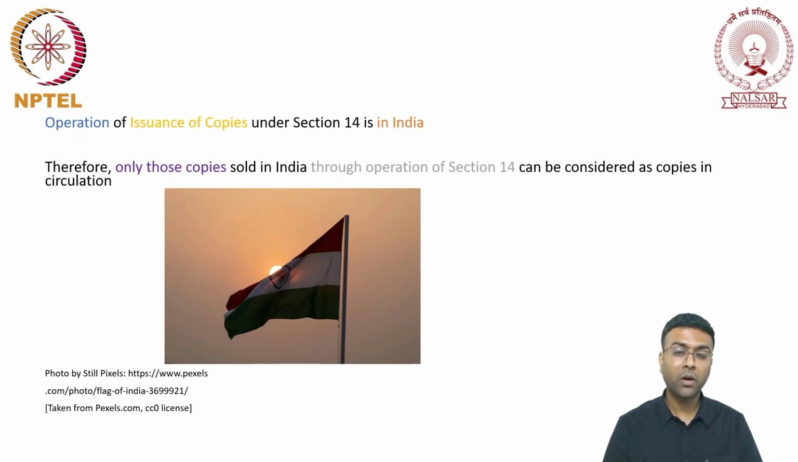In terms of what a copy which is in circulation will mean, with respect to those copies which have been issued by the copyright holder or through his legitimate distributor, only those copies will be considered as copies in circulation. In other words, an issuance of a copy that has happened in some other part of the world is not an operation of issuance of copies under Section 14.